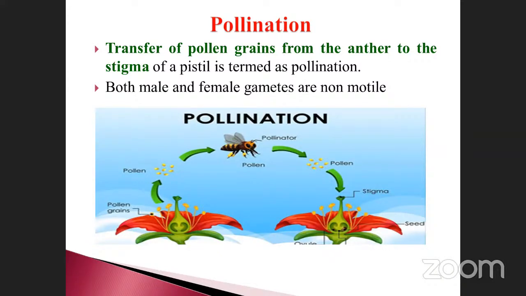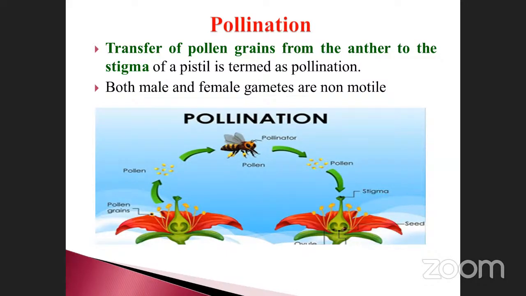This stage is called the juvenile stage, before the maturation and before the pollination process. After the maturation, they are ready for pollination and undergo the reproductive process. It is also called the third stage of the plant life cycle. So, pollination is the transfer of pollen grains from the anther to the stigma of a pistil.